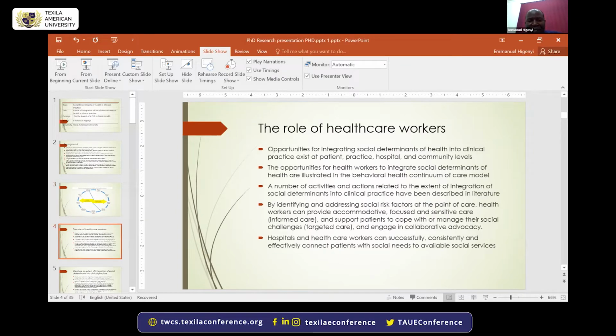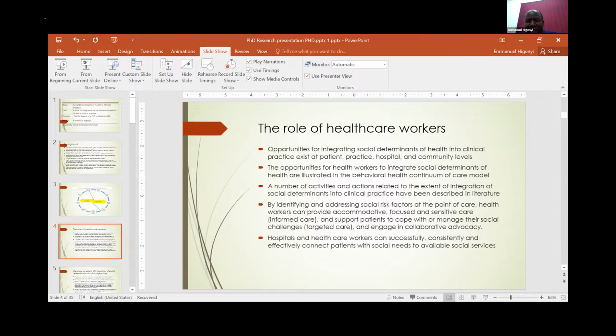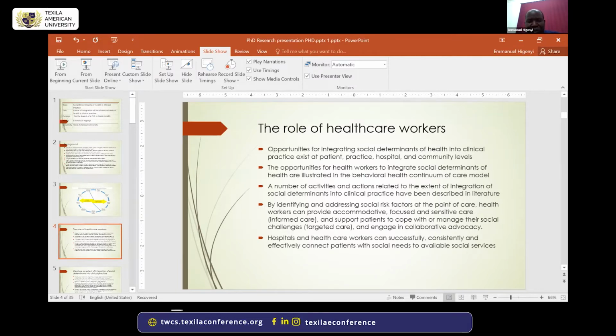Now, the role of healthcare workers: there are different opportunities where healthcare workers can make an impact on social determinants, especially by identifying patients who are affected by these social risk factors and attending to them. A number of activities and actions related to the extent of integration of social determinants in clinical practice have been described in literature. By identifying and addressing those social risk factors during patient care, healthcare practitioners can provide accommodative, focused, sensitive, informed care and support patients to cope with or manage their social challenges, as well as engage in collaborative advocacy.